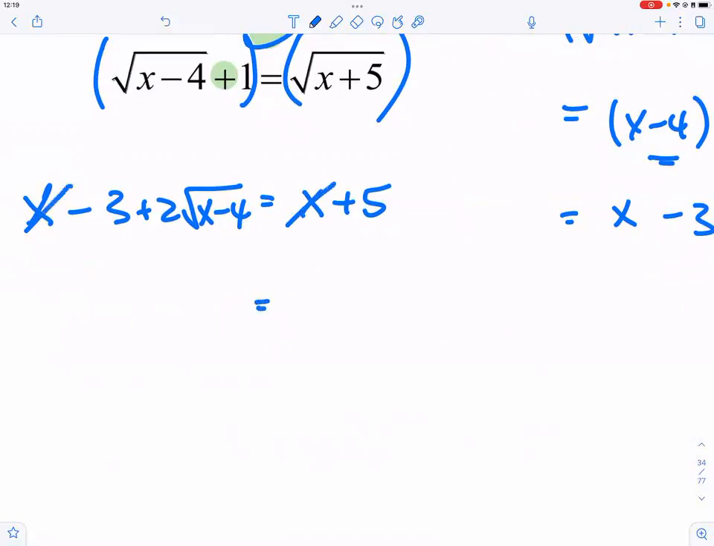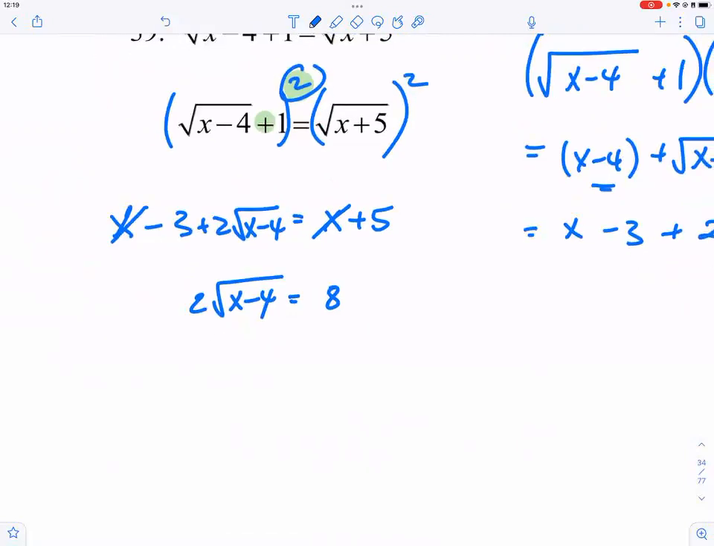All right, you subtract x on both sides. That's gone. And you can add 3 on both sides. So you have 8 on the right, 2 square root of x minus 4. Now, typically, what I would suggest is to divide the 2 on both sides. So we get square root of x minus 4 equals 4.